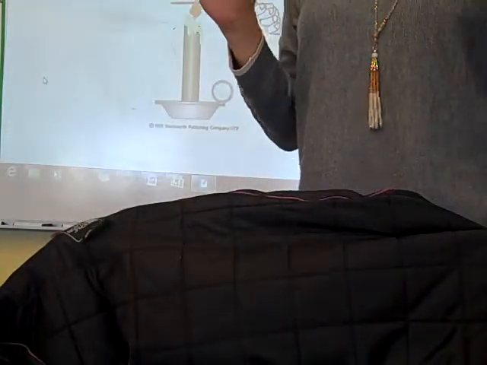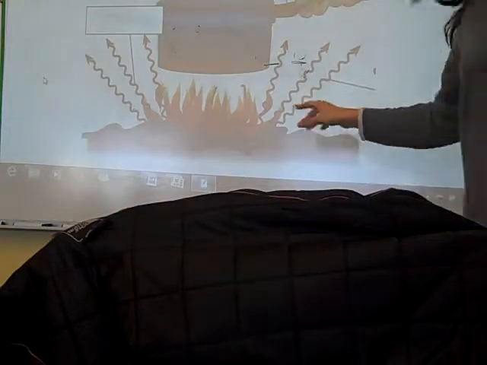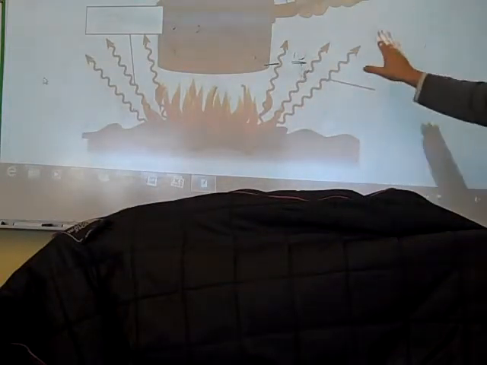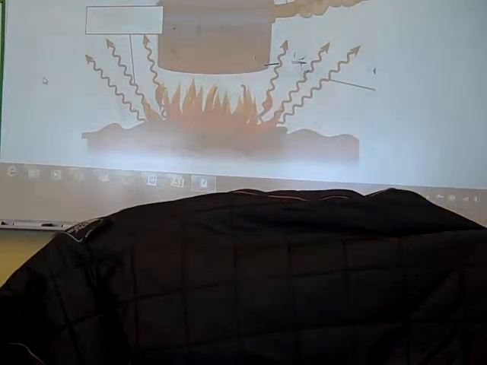What I want you to do, there is one more picture with all three heat transfers. I want you to quiz your partner to make sure that you can identify all three of these. You have 1 minute. Go. All right, it's good. It's radiation. It's convection.